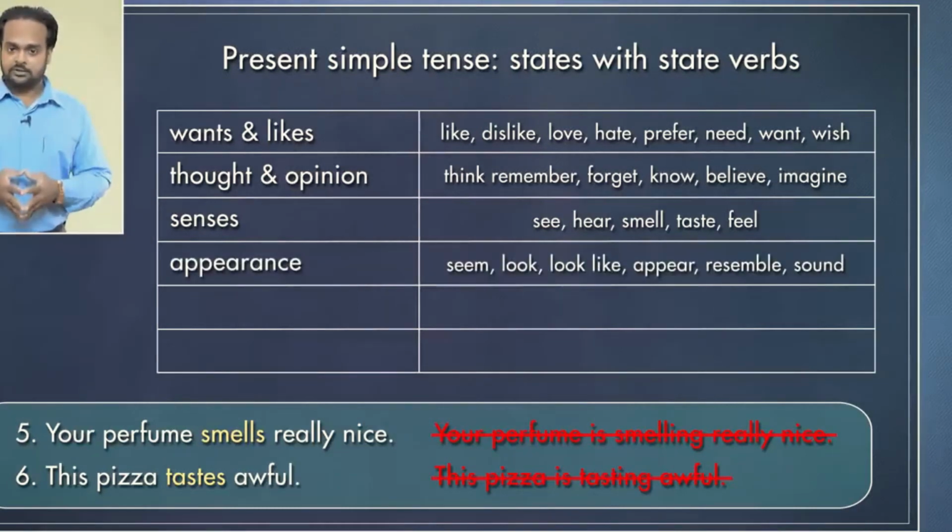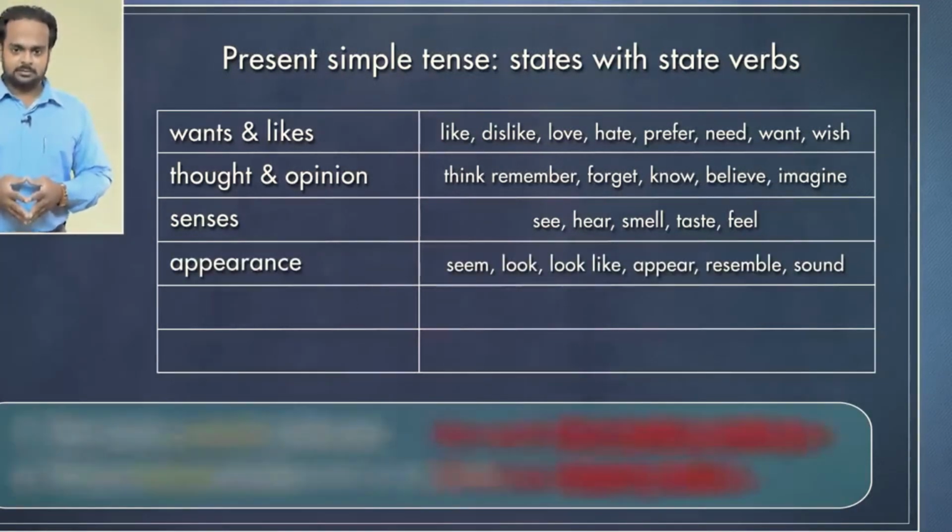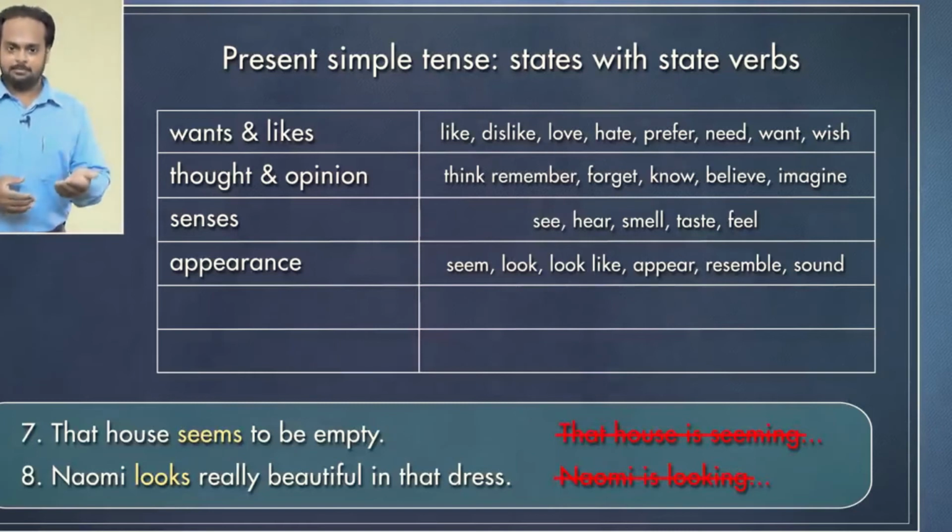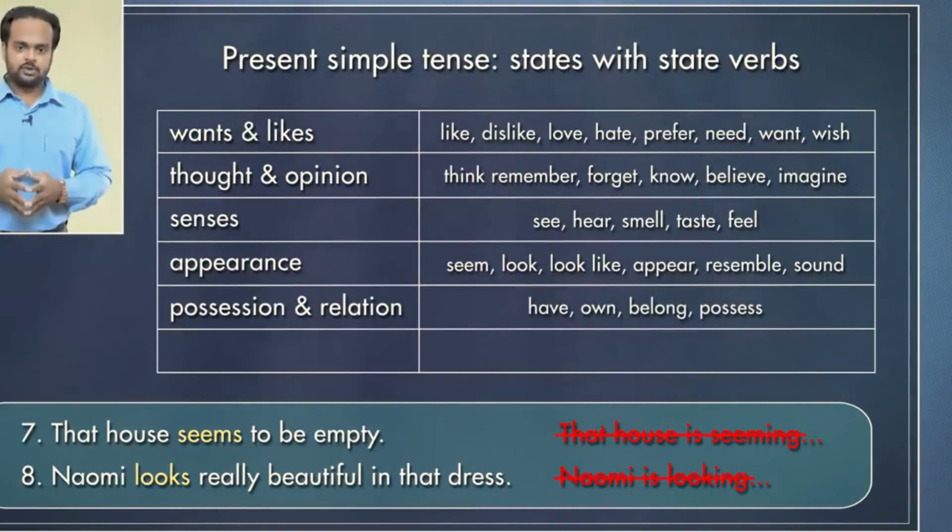Then we have appearance verbs, as in these sentences: that house seems to be empty, and Naomi looks really beautiful in that dress. Verbs of possession or relation are also state verbs, and this is an area where mistakes are very common.